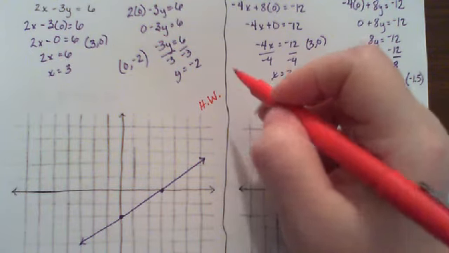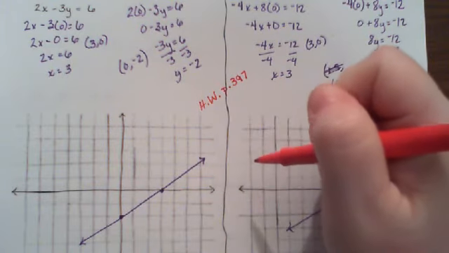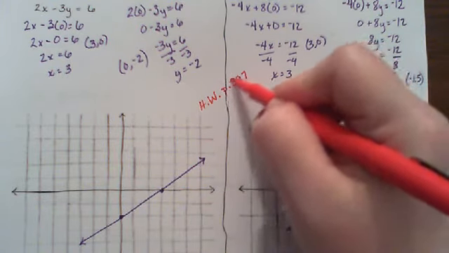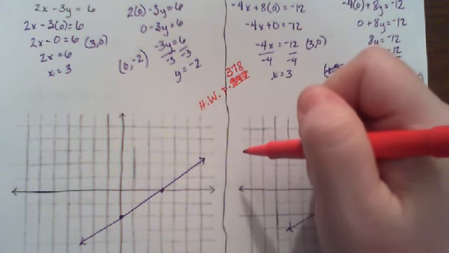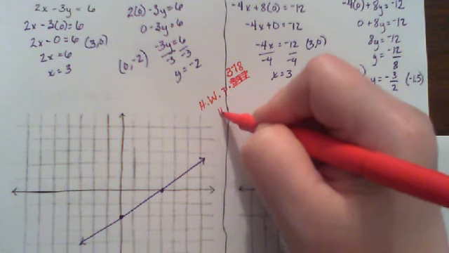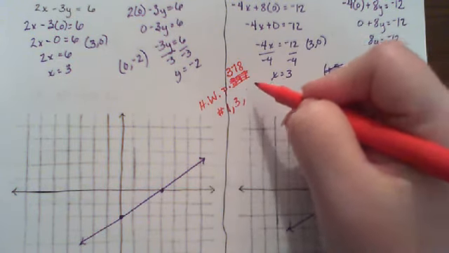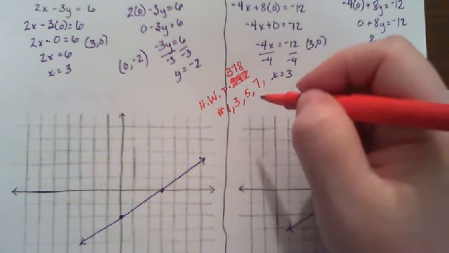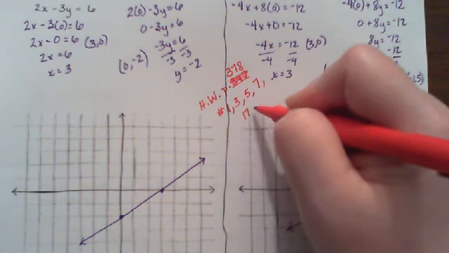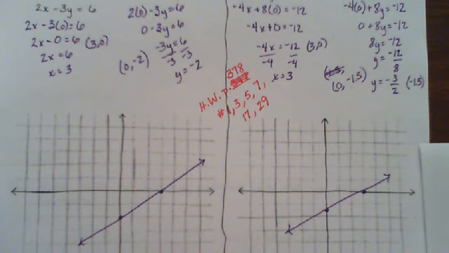Page 378. Oh, sorry, 378. That would have been bad, huh? Numbers 1, 3, 5, 7, 17, and 29. When you do these, since they're having you graph them, go ahead and do it on a piece of graph paper.